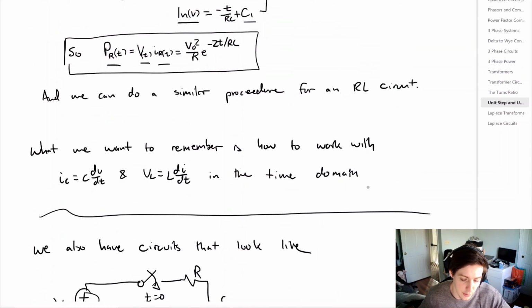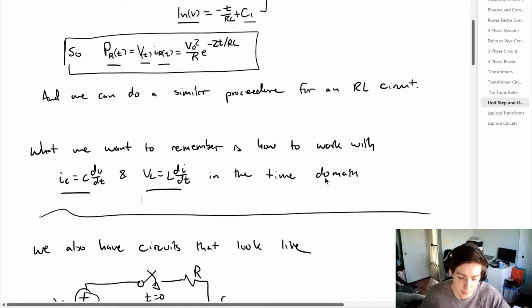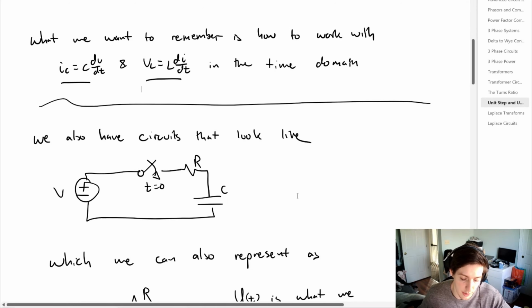What we really want to remember is how to work with the displacement current for a capacitor and the voltage over an inductor, and how we had these derivative relationships in the time domain. That's where our focus is going to shift to. And we also had circuits that look like the following, where we have an RC circuit, but we had some switch where it closed at time equals 0.